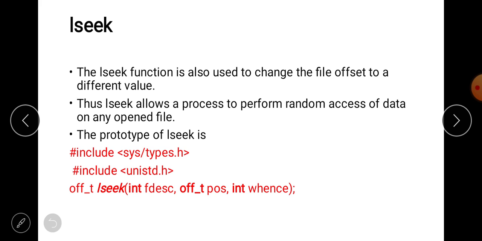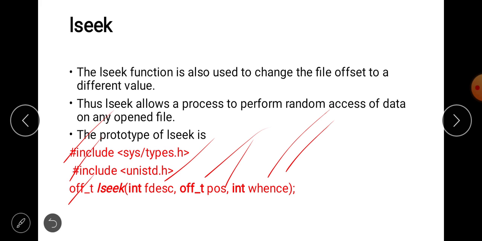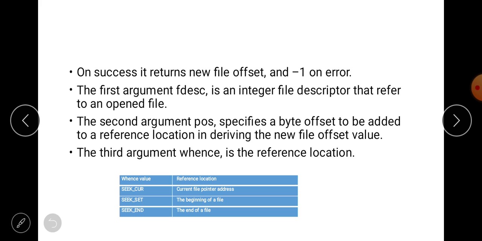The prototype of lseek needs two header files, and this is the prototype: off_t lseek. lseek is the API, nothing but a function. There are three arguments. One is int file descriptor, then offset, meaning position, and whence. On success it returns the new file offset, and -1 on error. If it fails it returns -1, meaning it is an error.